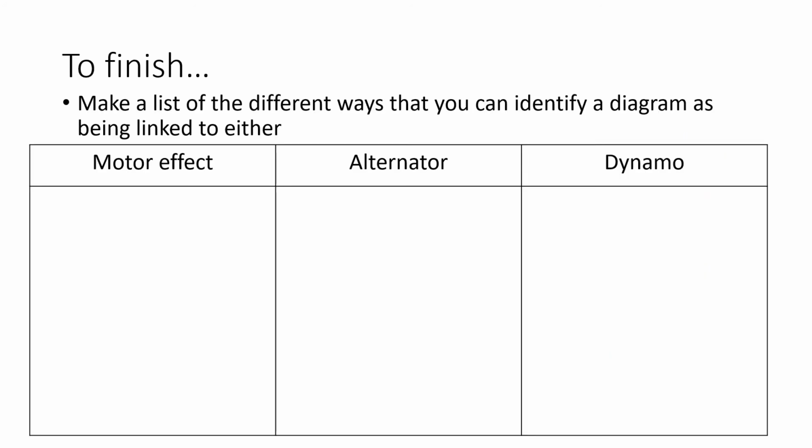So to finish off, make a list of the different ways that you can identify a diagram as being linked to either the motor effect, the alternator, or the dynamo. Pause the presentation, spend 5 minutes, come up with the best answer you can, and then you can check to see how you've got on. Pause now.